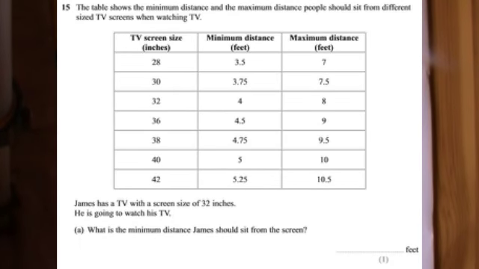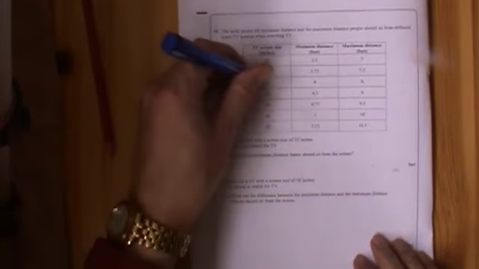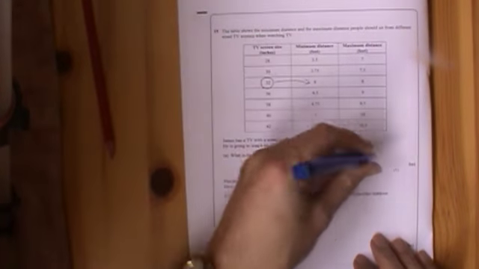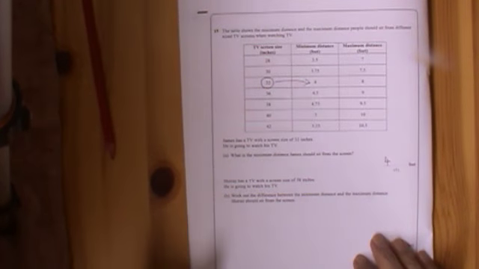Question 15. The table shows the minimum distance and maximum distance people should sit from different sized TV screens when watching TV. James has a TV with a screen size of 32 inches. He's going to watch his TV. What is the minimum distance James should sit from the screen? So all we've got to do is find 32 inches on the table, and there we go, and find the distance from the screen, the minimum distance, which is this column. So our answer is 4 feet.